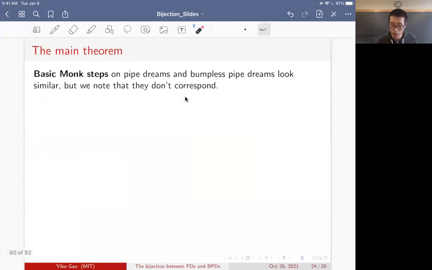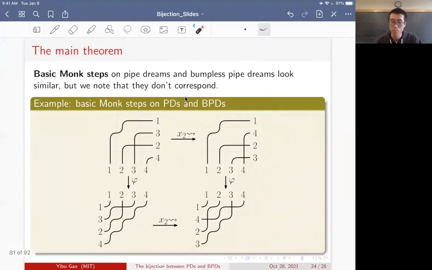So one remark that I want to make is that both of the Monk's rule on bumpless pipe dream and pipe dream will consist of those things called the basic Monk steps. And it's easy to construct examples where you have maybe 10 basic Monk steps for a pipe dream, but just one Monk step for a bumpless pipe dream, or vice versa. So the basic steps really don't correspond. So that's what makes this whole thing a little bit annoying to deal with, that you really have to think about things more globally instead of just deal with these basic steps.